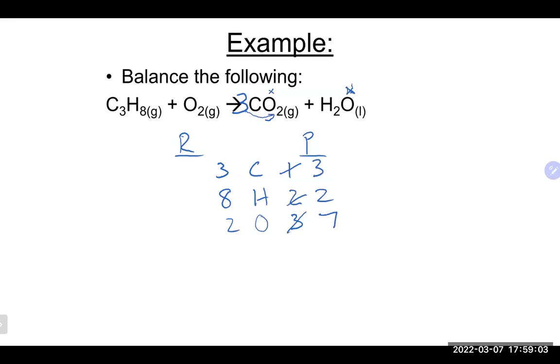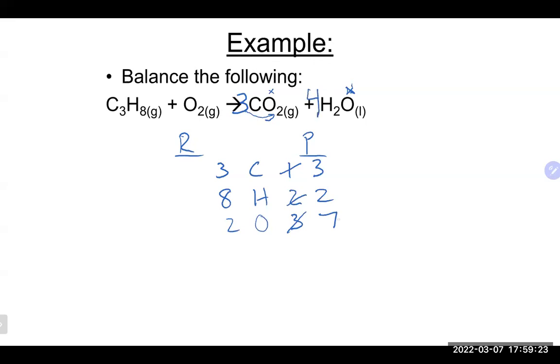We fixed the carbon. Looking at it again, the next easiest thing to fix would be the hydrogen. The oxygen, as we can see, is in a couple of different places on the right, whereas hydrogen is only in one place. So that might be a much easier approach. We could simply fix the hydrogen by putting a 4 here in front.